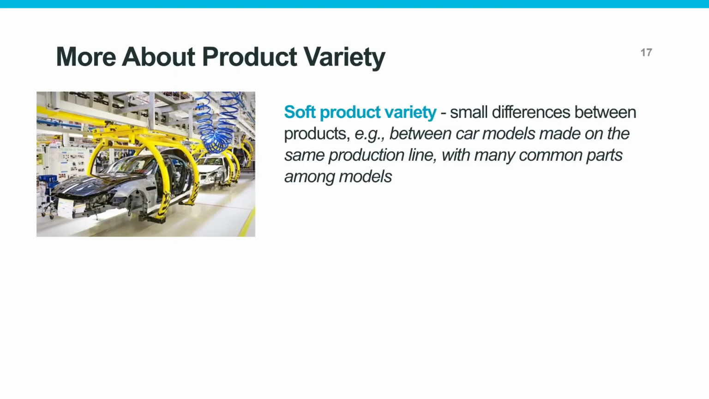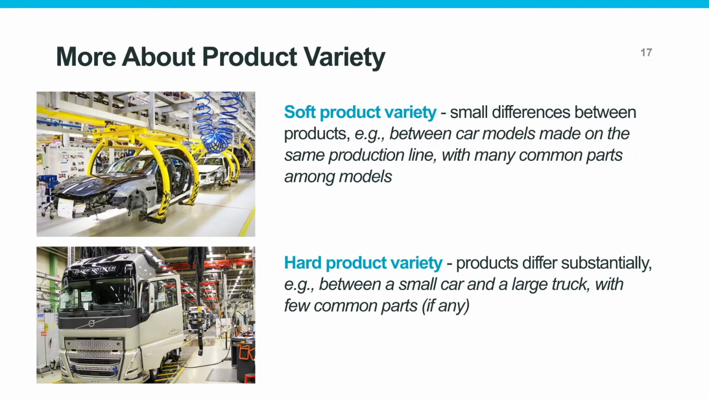We have two types of product variety. Soft product variety is where there is a small difference between the products. As an example, car models made on the same production line, which have many common parts among models. On the other hand, we have hard product variety, where products differ substantially. As an example, say you are manufacturing different types of vehicles, like Volvo, and there is a substantial difference between a small car and a large truck, with few common parts, even if some exist.